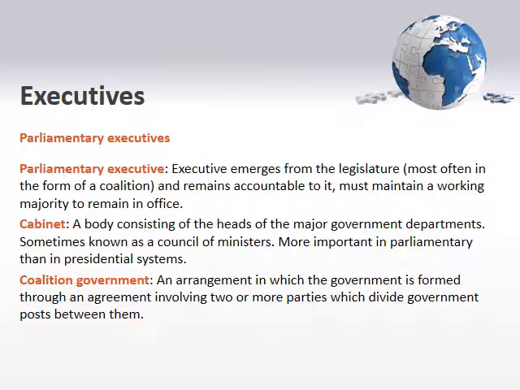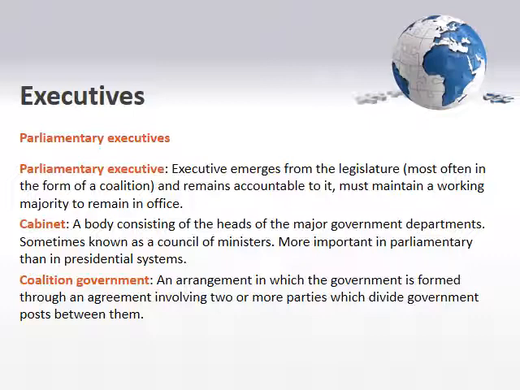I've alluded to this already, but in a parliamentary executive system, the executive comes out of the legislature. There's no separation, and it remains accountable to it. So if at any given point a prime minister loses the support of a majority of the legislature, they could suffer a vote of no confidence and no longer be the prime minister. So on any given day, a prime minister could lose their job as the chief executive, as the head of government.